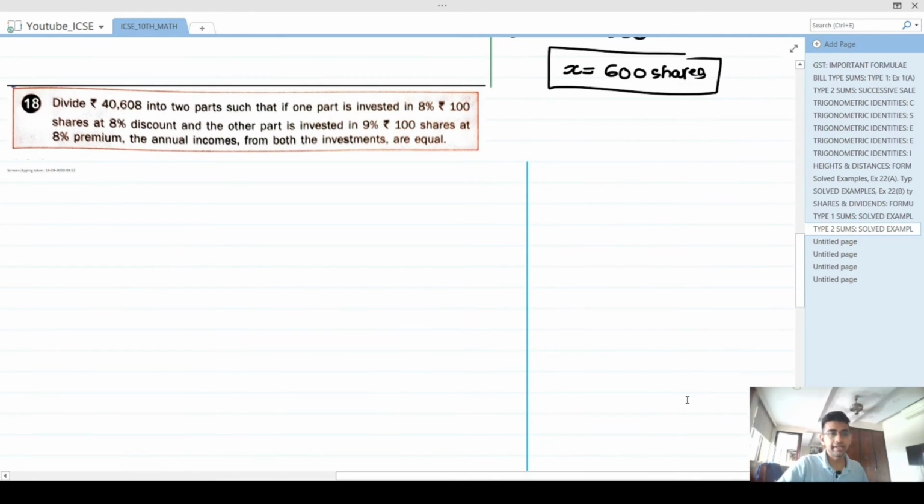Let's look at the 18th question. Divide 40,000 into two parts such that if one part is invested in these shares and another part is invested in other shares, the annual incomes are equal. Again, company A and company B.